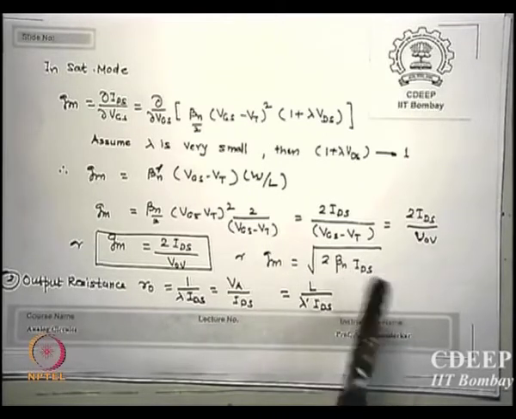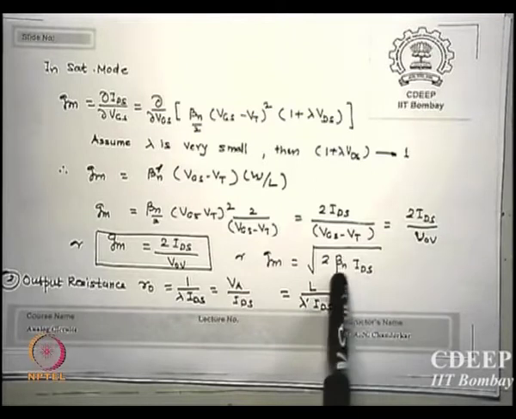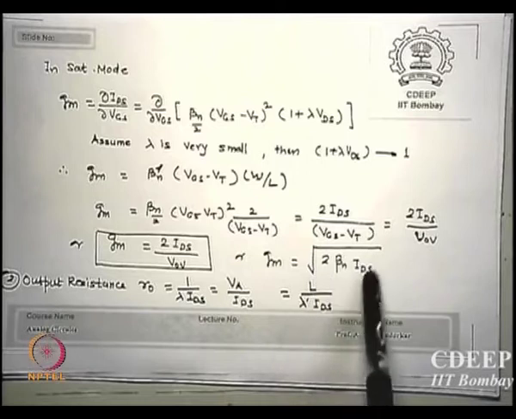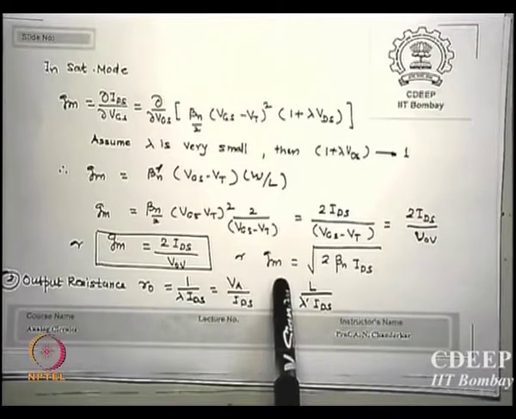So if I am given a bias current, the sizes, and the technology, that is beta n dash, mu C ox, I can immediately evaluate the GM of the transistor I am going to use.